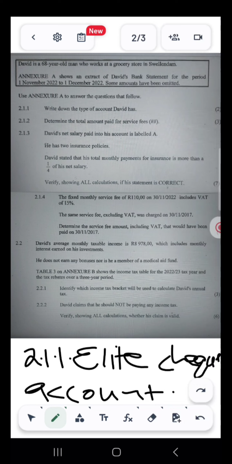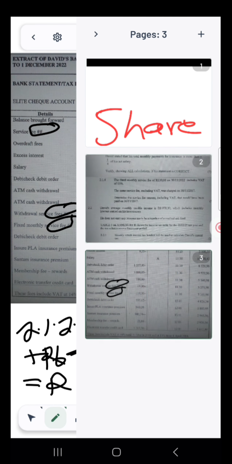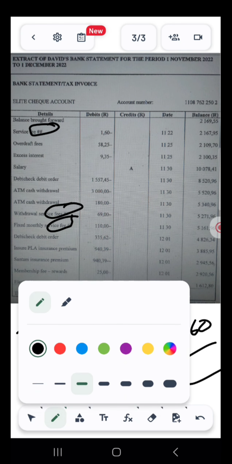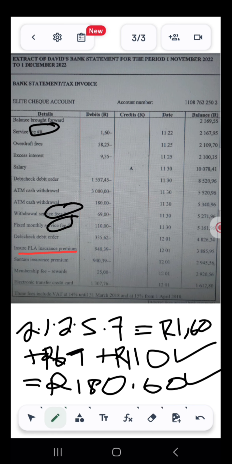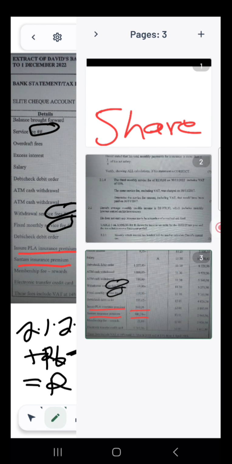Na insurance yokuqala masiye ku insurance yokuqala sibonayo, let me use a different colored pen. The PLA insurance and 2 Santam insurance, eyokuqala ithatha 940, and the second nayo ithatha 940. David ubhadala imali eningi kulama insurance. Okay? And then manje we have to show ukuthi ngempela i25% salary yakhe. Is it more than 25%? So we're trying to find out whether it is really more than 25% la ibhadalayo ku salary yakhe. I mean kuma insurance, right?